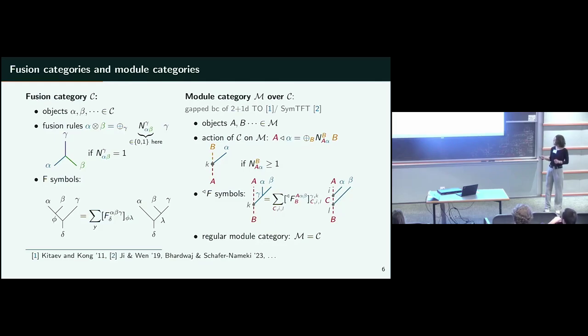Now, these fusion spaces here can be higher dimensional, and so I label them by a basis vector. The module category also has its own set of module F symbols, and one choice for a module category that we can always make is we can always just take the fusion category as a module category over itself. That's called a regular module category.